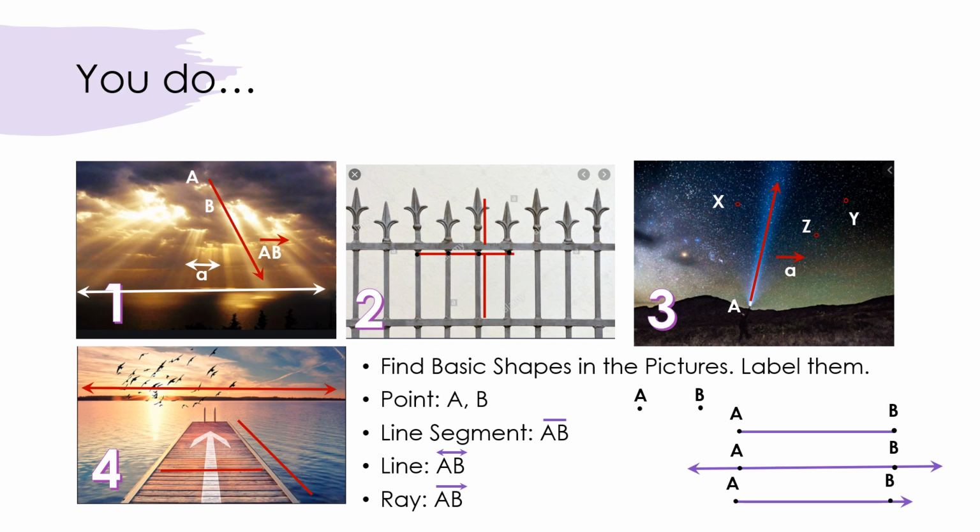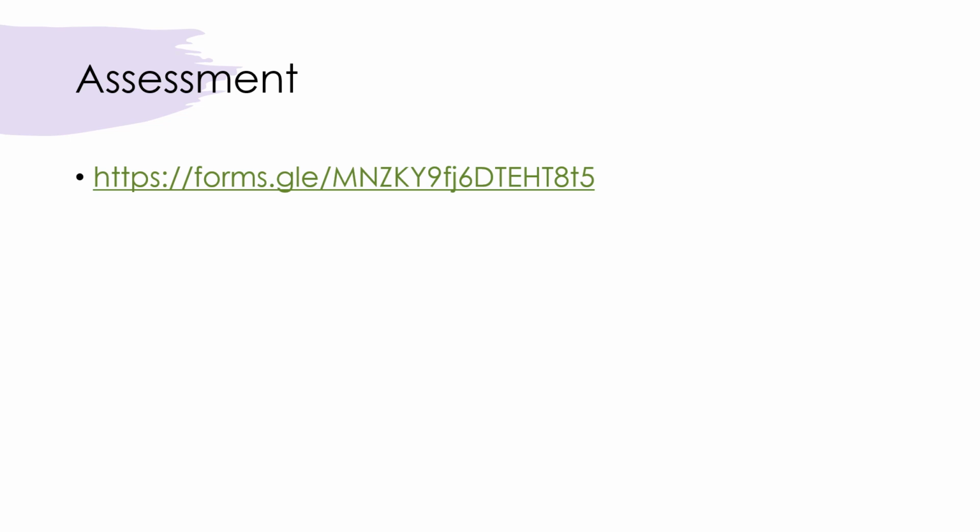In the fourth picture, we have the horizon, which is a line. We also have the pier. On the pier, we have got line segments as the slats of wood, the side of the wood, and also the pillars. How many did you find? Was this activity fun? Finally, you will give an assessment to help me understand how much you have understood the concept of basic shapes.